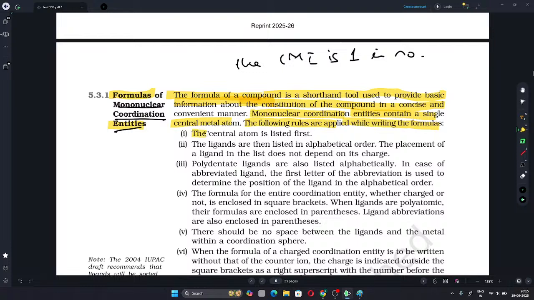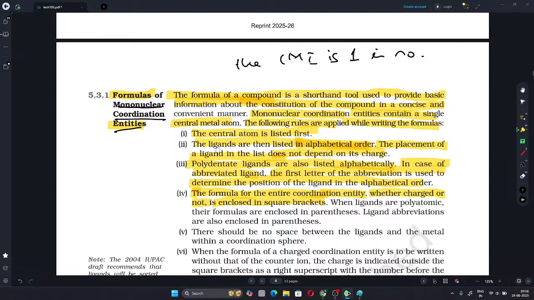The central atom is listed first. The ligands are then listed in alphabetical order. The placement of a ligand in the list does not depend on its charge. It only depends on the alphabetical order. Polydentate ligands are also listed alphabetically. In case of abbreviated ligands, the first letter of the abbreviation is used to determine the position of the ligand in the alphabetical order. The formula for the entire coordination entity, whether charged or not, is enclosed in square brackets.